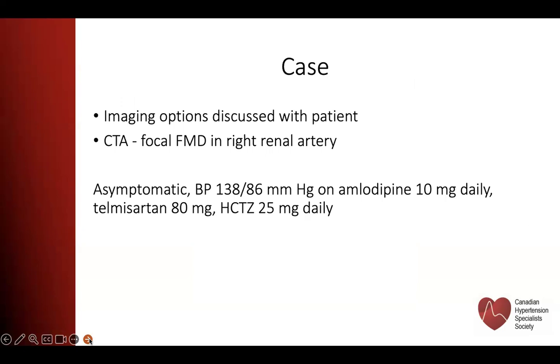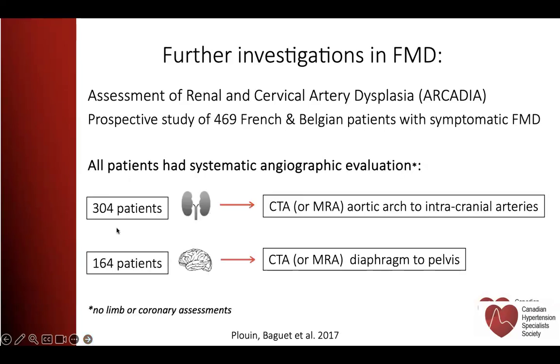So now back to the case. Various imaging options were discussed with this patient. You'll remember that the patient had a size discrepancy on a plain renal ultrasound of her 2 kidneys. And the decision was made to proceed with CTA, which did show a focal FMD stenosis in the right renal artery, which was the smaller kidney. Overall, the patient did not have any symptoms, but blood pressure is a little bit above target on amlodipine, telmisartan, and hydrochlorothiazide, which is 3 medications. So what further investigations does this patient need?